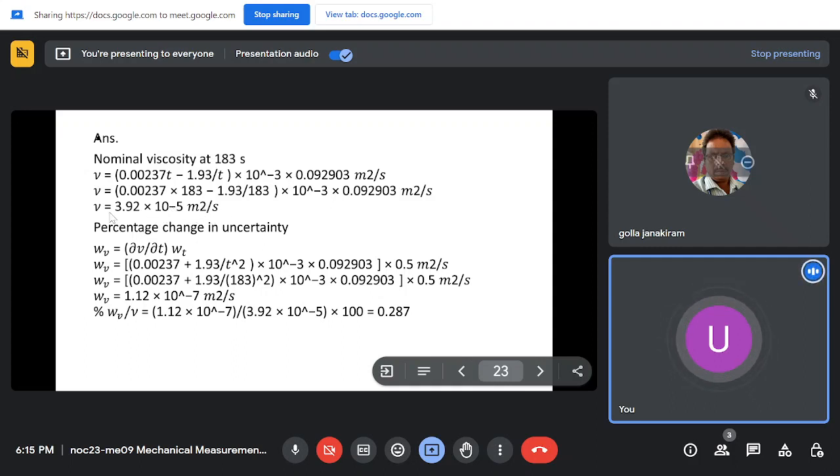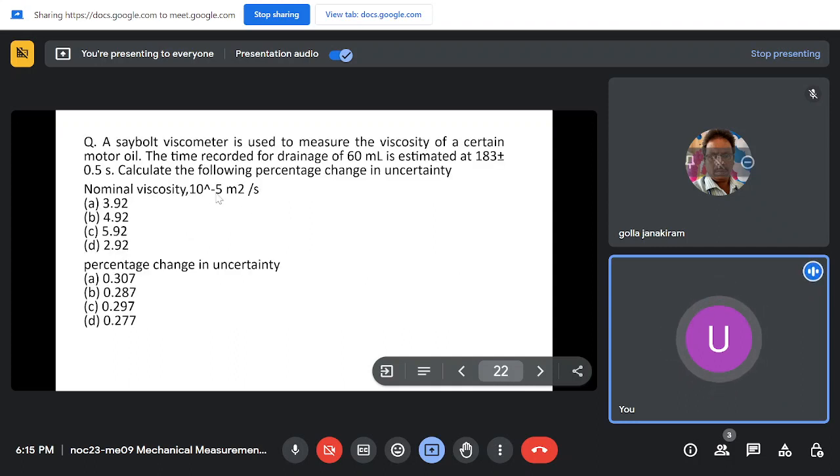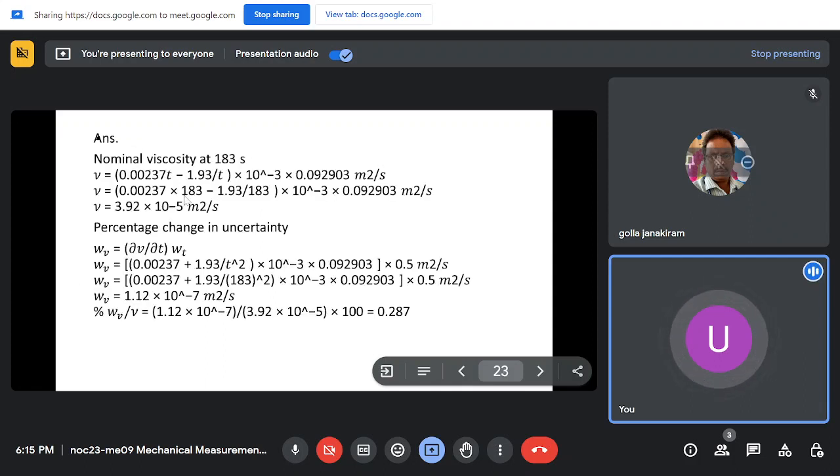This is 10 power minus 5, so 3.92 into 10 power minus 5, and in the question we are asked for nominal viscosity in 10 power minus 5. So it will be option A, 3.92 into 10 power minus 5. That is the nominal viscosity.